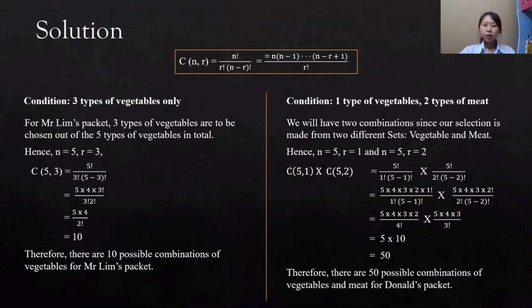For both sets, the total is 5. Therefore, n equals 5 for both sets. 1 type of vegetable is to be chosen from the first set. Therefore, r equals 1. For the meat set, r equals 2, as 2 types of meat are to be chosen. To combine both sets, we are to use multiplication. Therefore, according to the formula, there are 50 possible combinations of vegetables and meat for Donna's packet.